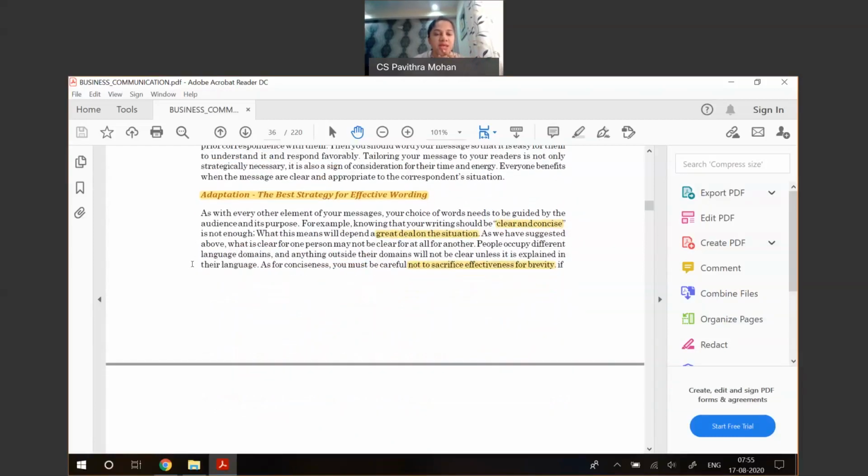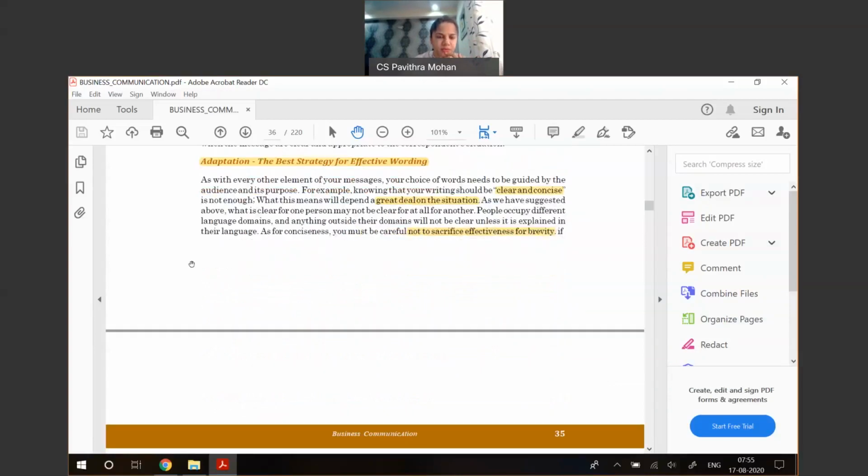The next one is adaptation, the best strategy for effective writing, effective wording. Kindly adapt to the situation, where you're trying to understand what the situation involved is. As I told you, you might be writing a letter to your board of directors, or to the heads of the companies, or to the shareholders, or to any other people to whom you're trying to give the information. Stakeholders. So first we have to know whom we are making this reply to.